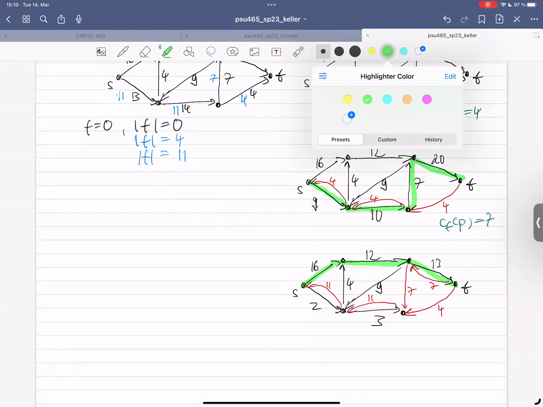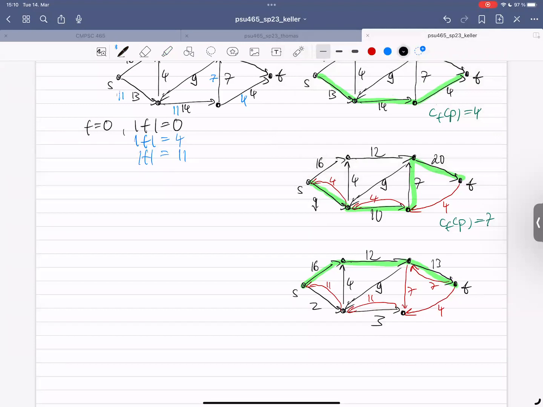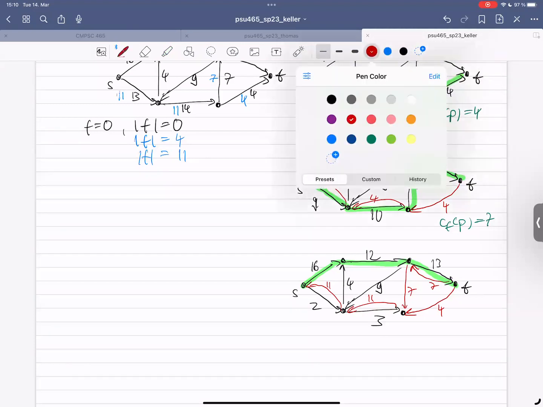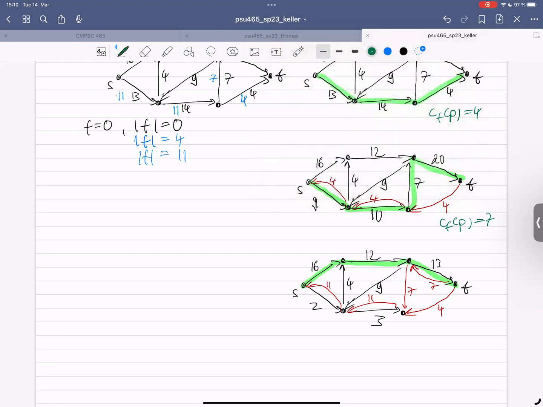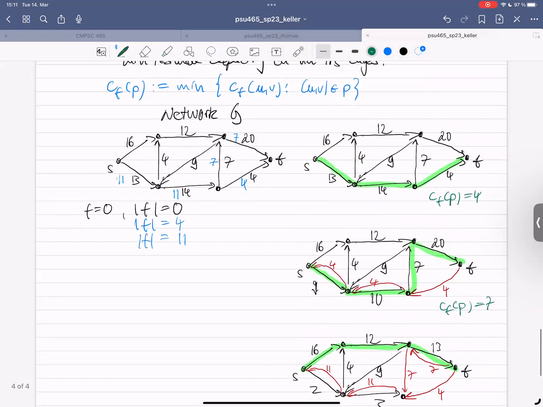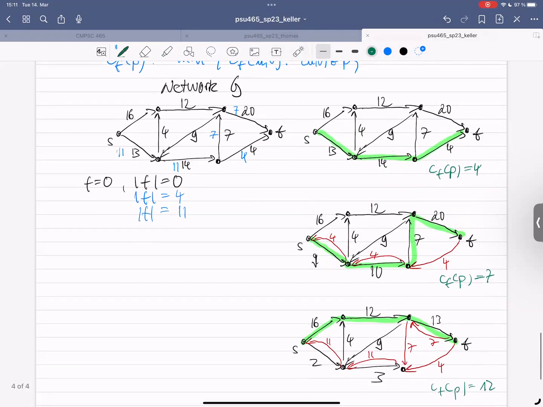Any suggestions what the residual capacity of that path should be? Yeah, 12 exactly, because it's the minimum capacity of any edge on this path. So the residual capacity c_f of this path is equal to 12. Okay, so let's augment, or let's increase the value of our flow based on this augmenting path. So let's push another 12 units along this path.